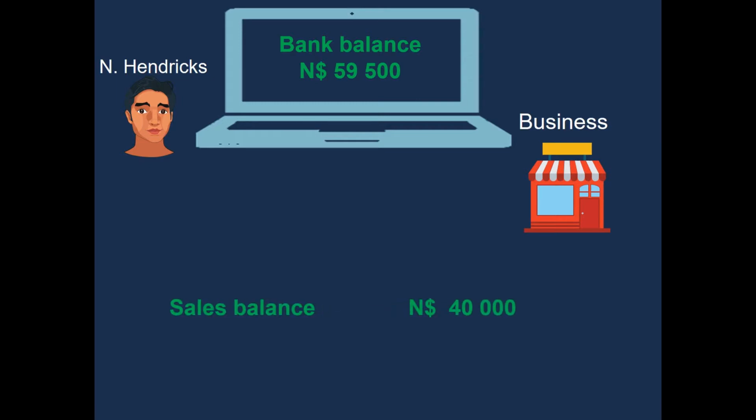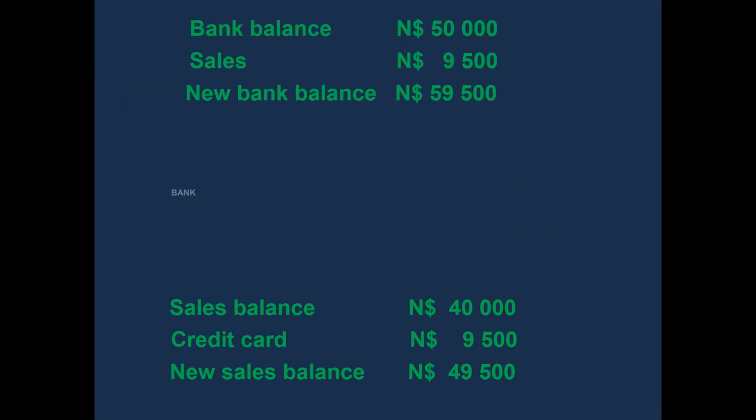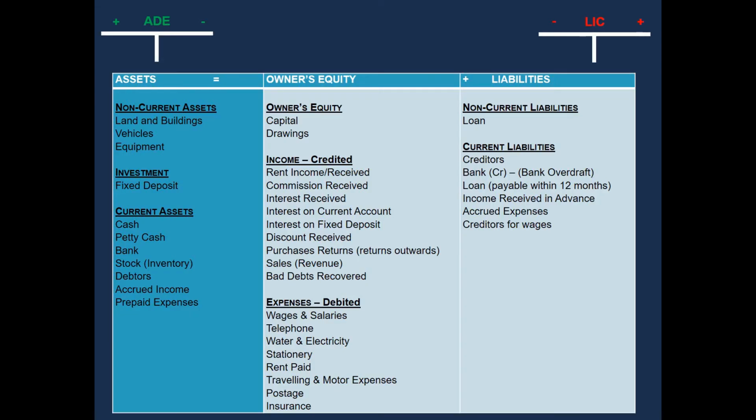Also, we had a sales balance of 40,000 Namibian dollars before this transaction, and then after this sale that was done with a credit card, the sales figure increased to 49,500 Namibian dollars. So the effect will be that our bank will increase and also our sales will increase. Our bank is an asset, and since our asset is increasing, we will enter that on the debit side. And sales is an income, and our income is increasing, we'll enter that on the credit side.